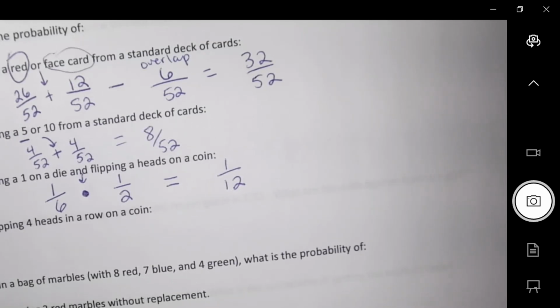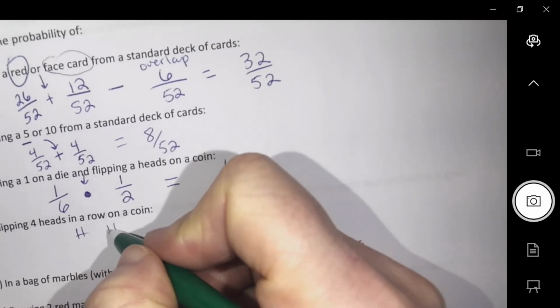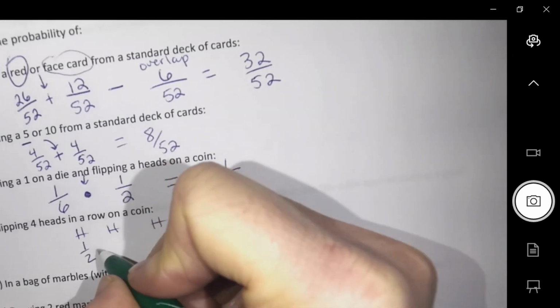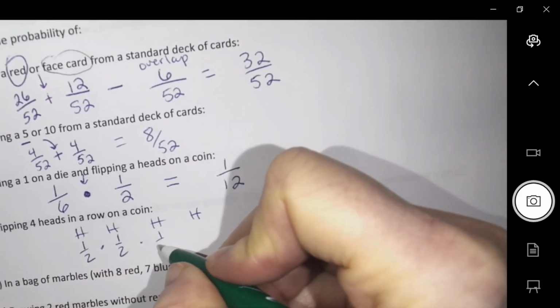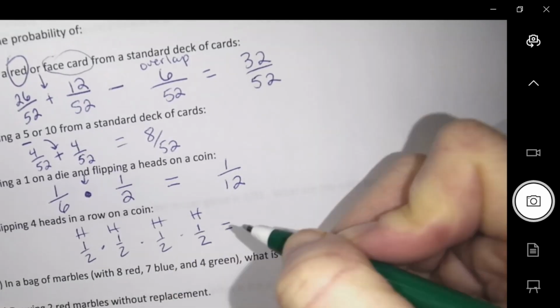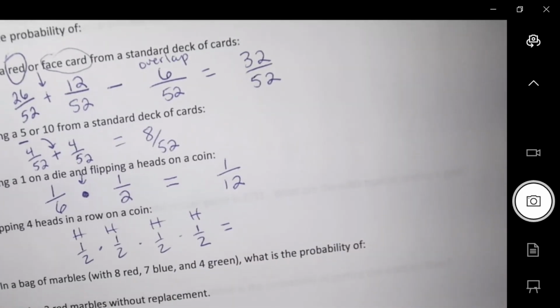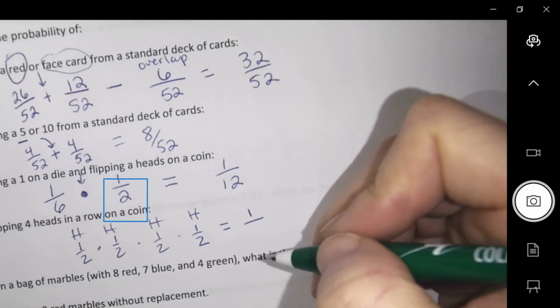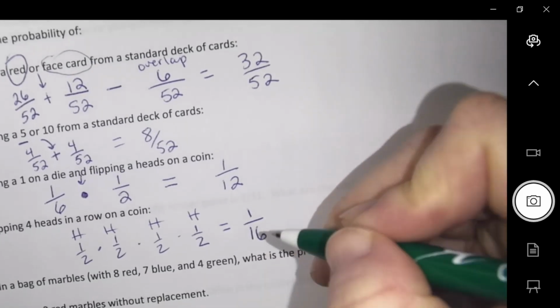What's the probability that you will flip 4 heads in a row on a coin? Okay, so heads, heads, heads, heads, getting 4 heads. So the probability of each is 1/2, 1/2, 1/2, 1/2, and you're doing all of it, so it's a timesing. You're doing this and this and this and this, so that is 1 over. Did you get 16?